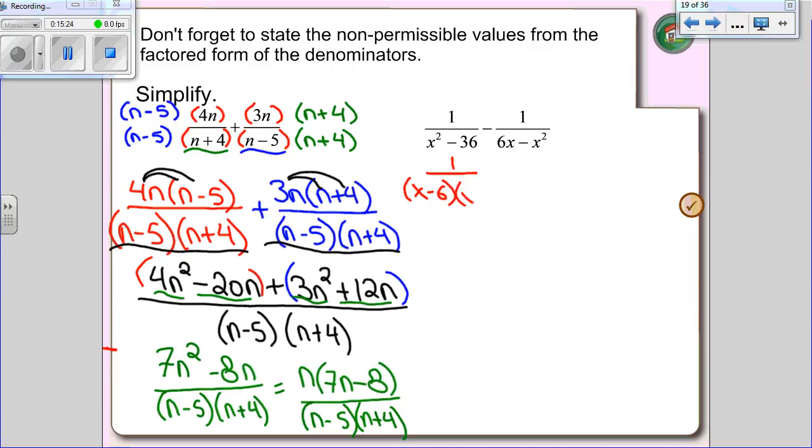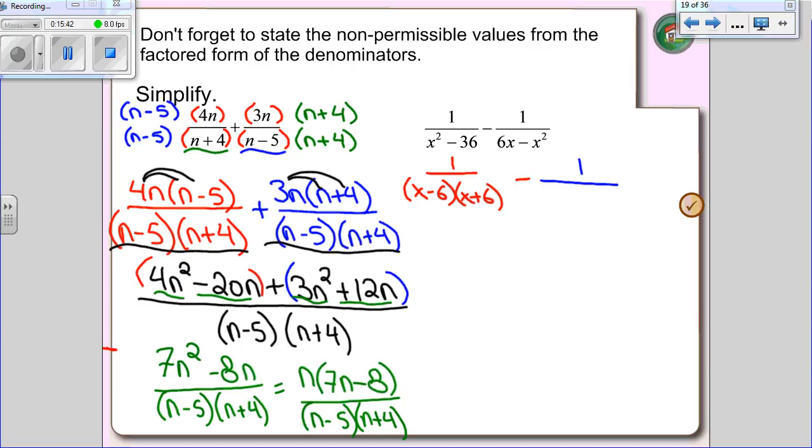That's a difference of squares. Then I'm going to go minus. And the other fraction is still going to be 1 on top. And on the bottom, I'm going to take a GCF out. The GCF I'm going to take out is not just x. I'm going to take out a negative x. And the reason I'm going to take out a negative x is when I take out a negative x, it's going to rearrange my stuff to become x minus 6. So I took out a negative, it reverses the order.